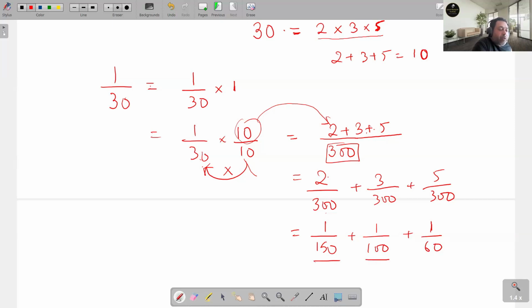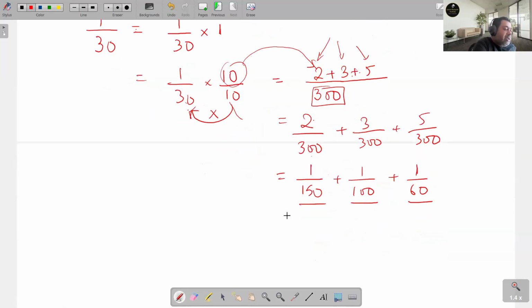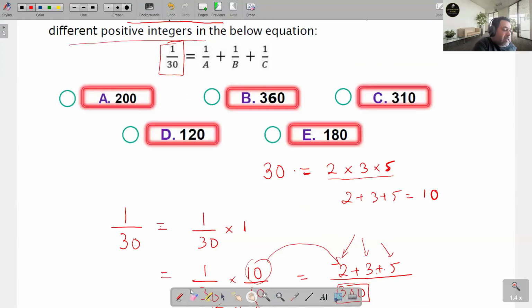Therefore you get three unique values of a, b and c, because we broke them down into three different numbers. So 1 by 150 plus 1 by 100 plus 1 by 60, and we can assign these as a, b and c values. One of the possible ways, the sum of a plus b plus c becomes 150 plus 100 plus 60, which is equal to 310. And that is one of the options given here as well, option C. Of course, the other options won't work here.